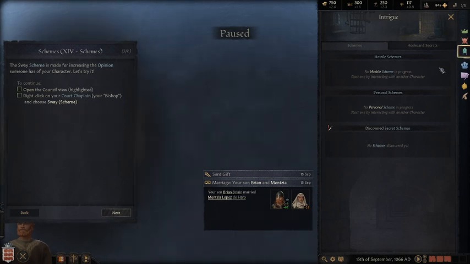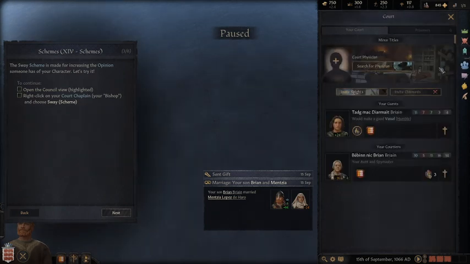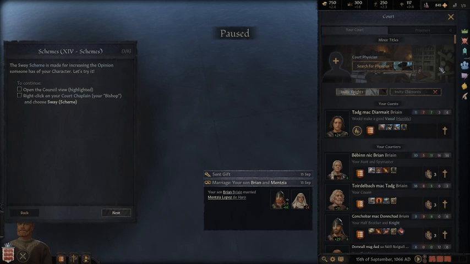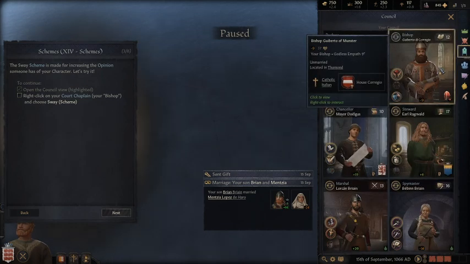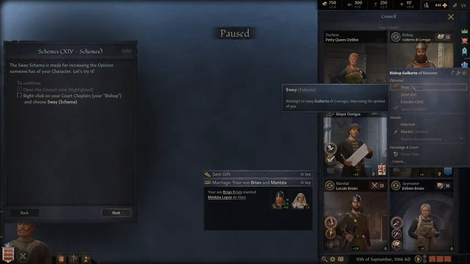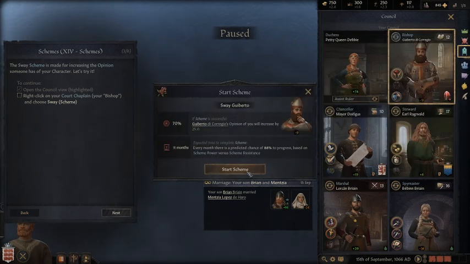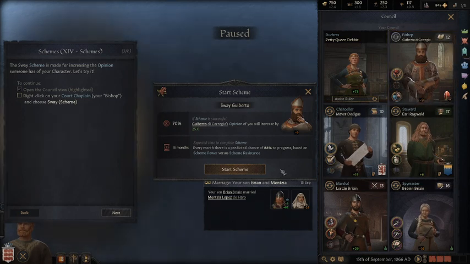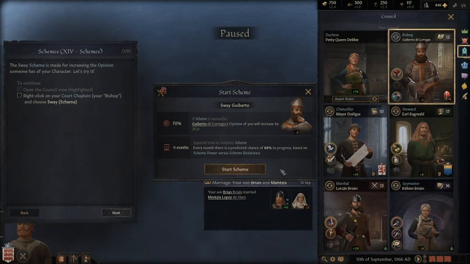Let's try it. Open up the council view. That's not the right key for that. Right click on the court chaplain, your bishop, and choose a sway scheme. If the scheme is successful, his opinion of me will increase by 25. If you have time to complete the scheme, every month there is a predicted chance of 88% to progress, based on scheme power versus scheme resistance.